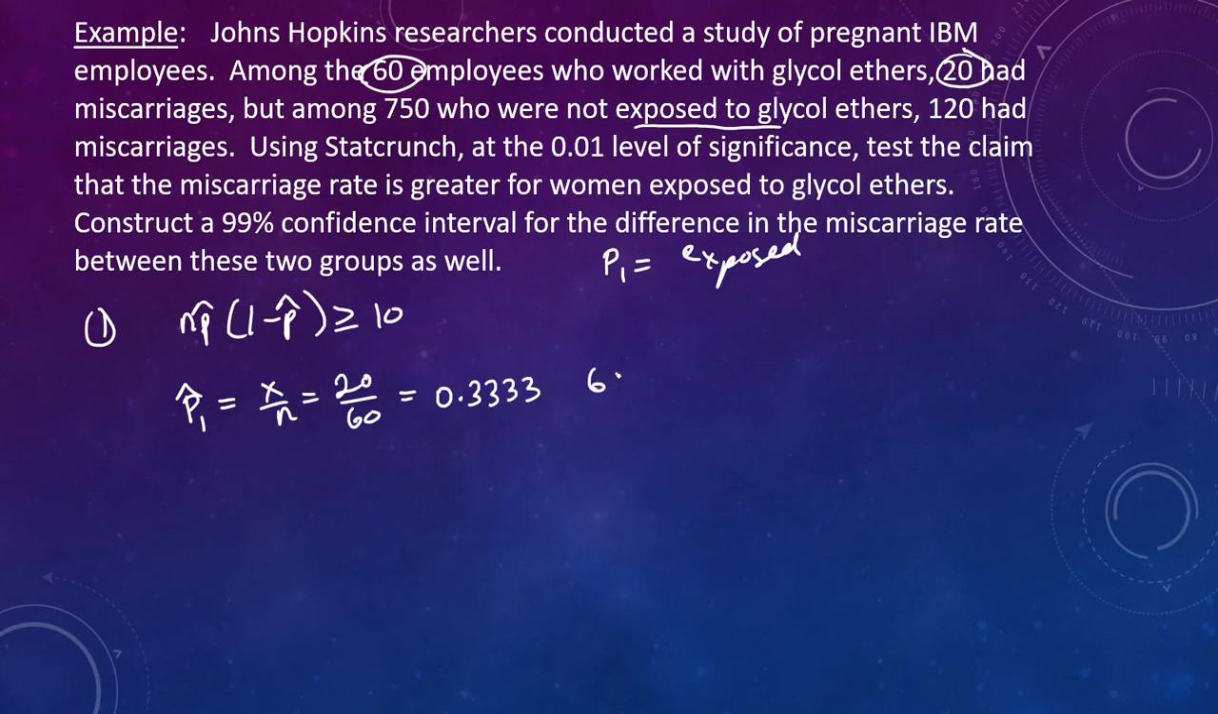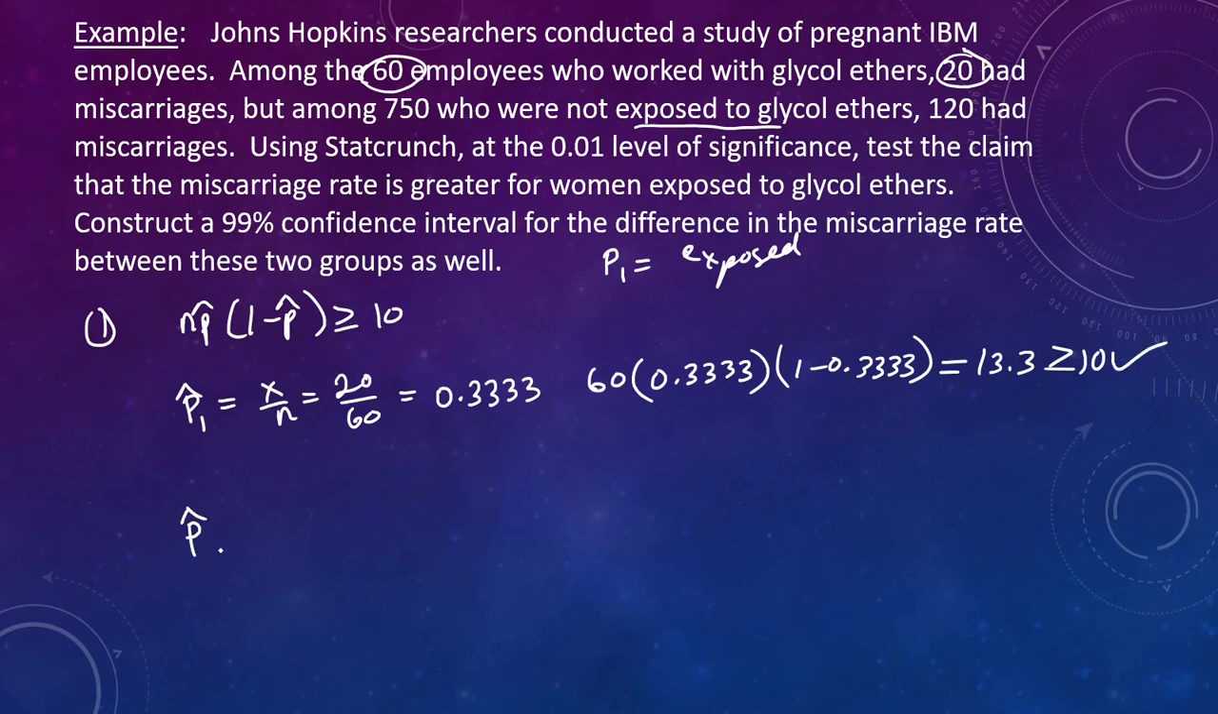I'm going to plug everything into the formula here. So n is 60 times 0.3333 times the quantity 1 minus 0.3333, and that is equal to 13.3, and that's clearly greater than or equal to 10. So the first condition is met for the first group.